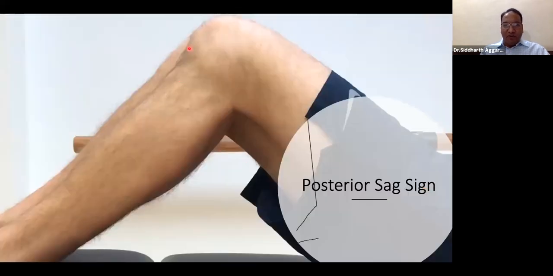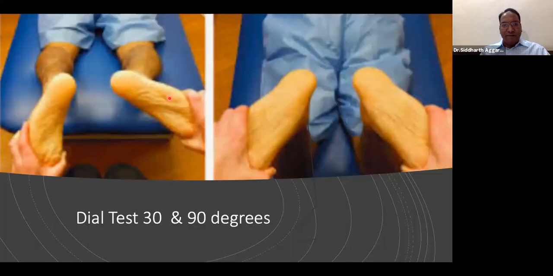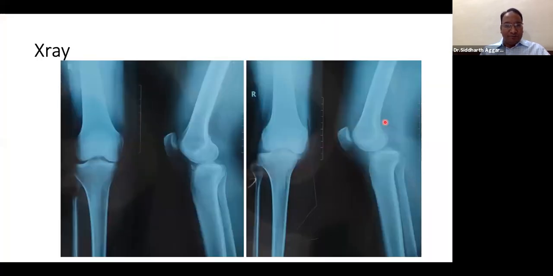Posterior sag, everybody knows: place both the knees at the same angle, 90°, and you'll see the sag on the affected knee compared to the opposite side. Very clearly, there's a grade 2 posterior sag. Dial test done at 30° shows PLC injury; then at 90°. In this case, there is only PLC, the dial test is not positive at 90°. So it is essentially an isolated PLC, not a PCL injury. But we need to do it at both the angles. We cannot get away doing it at just one angle.